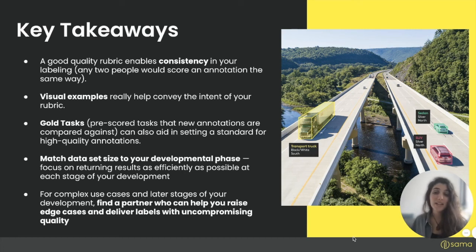And match your data size to your development phase. So focus on returning results as efficiently as possible at each stage of your development. So really think through the actual requirements of your data annotations and how accurate you want your annotations to be, because that's going to give you a head start, faster annotations, cheaper annotations as well. Then for complex use cases and later stages of your development, you have to make sure to find a partner who can help you raise edge cases and deliver labels with uncompromising quality.